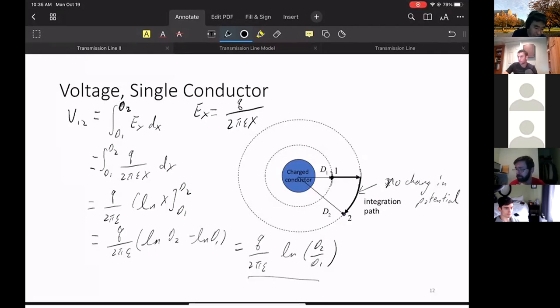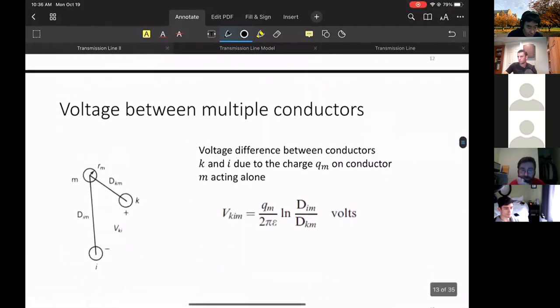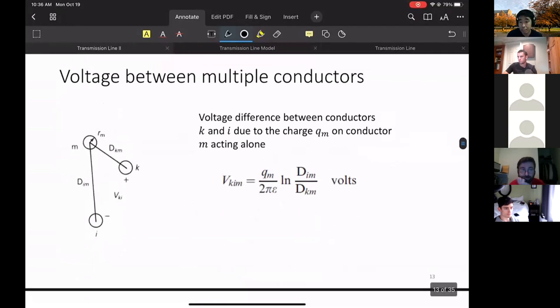Okay, so let's continue with the voltage calculation we're doing. Let's look at when we have multiple conductors. We never have a single conductor in a power system. We always have more than one. So let's look at what happens when we have multiple conductors.